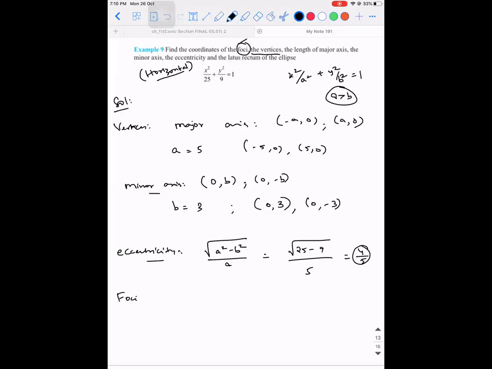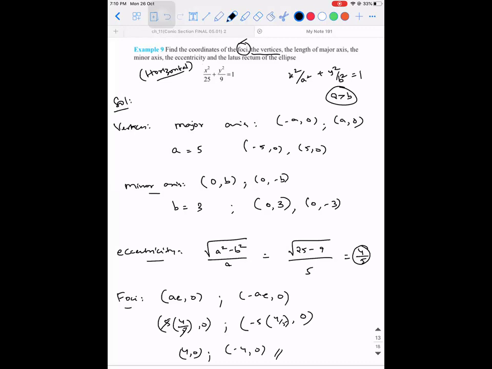What are the foci? ae comma 0 and minus ae comma 0. What is the value of a? 5. So 5 into e, which is 4 by 5, comma 0, and minus 5 into 4 by 5 comma 0. So the 5s will get cancelled. So 4 comma 0 and minus 4 comma 0.